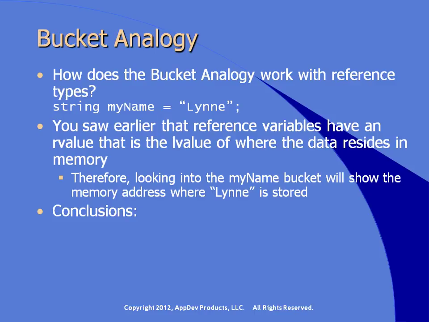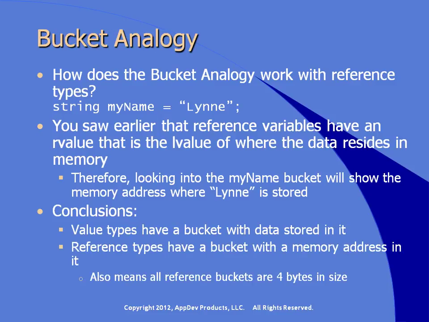the conclusion is that Lynn is going to be stored at a memory address that is stored inside of that bucket named myName. So with a value type, you have a bucket and the data is stored in it. A reference type has a bucket with a memory address stored in it. It also means that all reference buckets are the same size. They're going to be the size of a memory address, and in most modern languages, memory addresses are 4 bytes. So the size of the bucket for a reference variable is always going to be the same, 4 bytes.